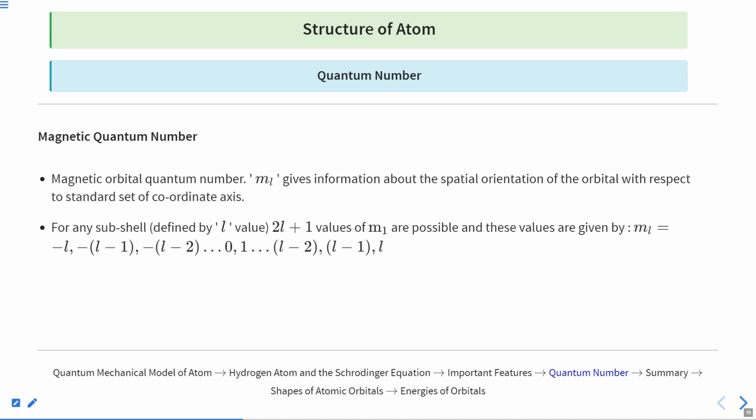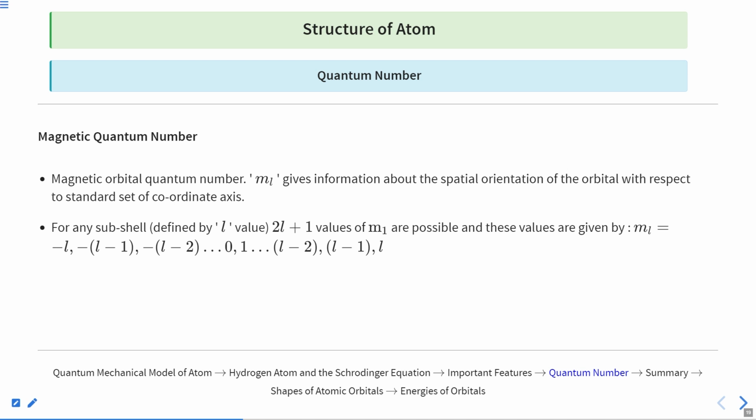So what is the magnetic quantum number here? Within each subshell we have a number of orbitals, and the number of orbitals is given by a formula. If you have the value of L, then you have 2L plus 1 orbitals. Clear? If you talk about the s subshell, it has L equal to 0. That will give you only one orbital, and its value will be 0.